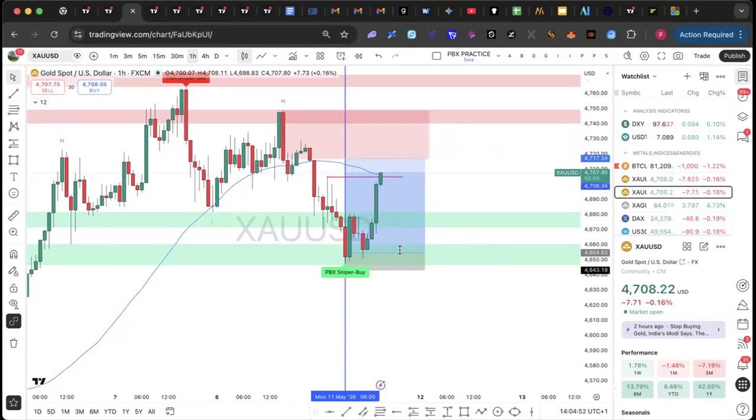Okay. So this question. It's: what is a fair value gap? How do I recognize it? Then I need a video on how to draw Fibonacci for buy and sell.